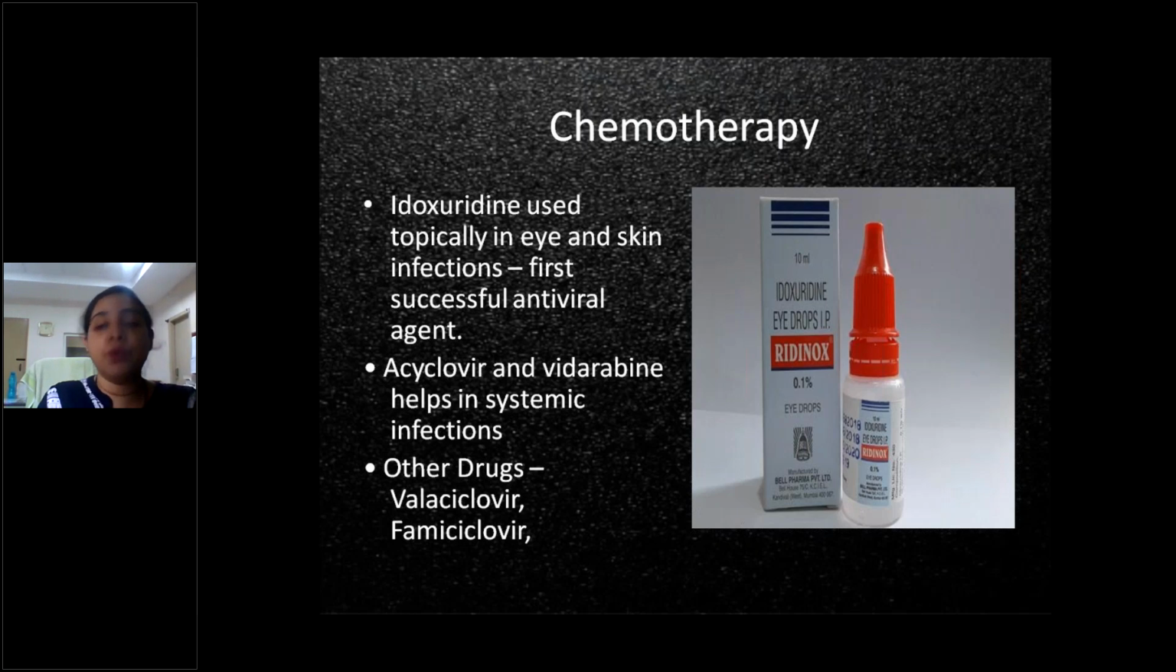Treatment. How will you treat herpes simplex viruses? Idoxuridine is commonly used as an eye and skin ointment for infection, whereas for systemic infection, acyclovir and vidarabine are usually used. So keep in mind the drugs which are given are acyclovir and vidarabine, whereas for eye infection and skin infection you can use idoxuridine as ointment or drops.